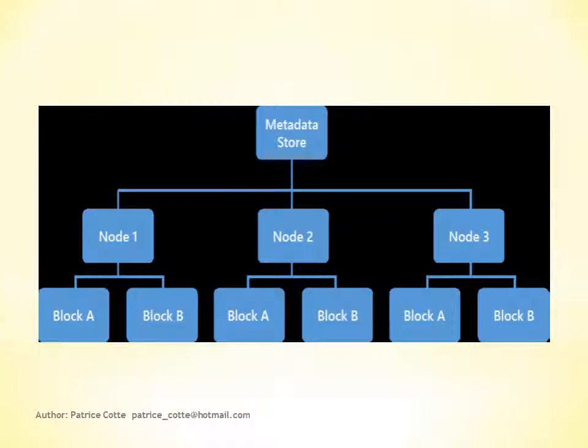We see in this representation the same blocks of data. Blocks A and B exist on three machines, also called nodes. The metadata store at the top of the hierarchy is the Hadoop Distributed File System itself. As we'll see later, these nodes are not only repositories for HDFS but also work nodes.